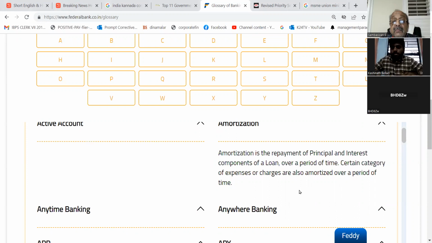Amortization is a payment of principal and interest components of a loan over a period of time. Certain category of expenses or charges are also amortized over a period of time.